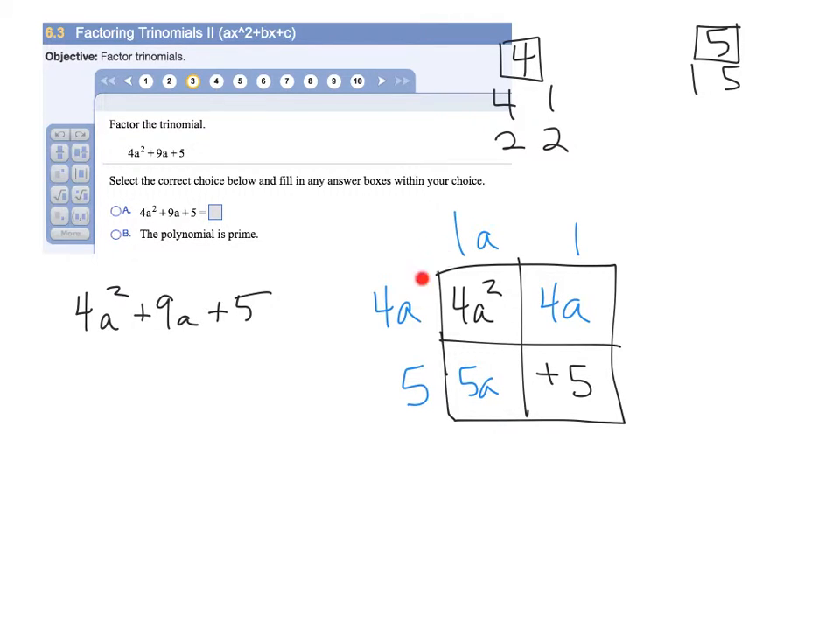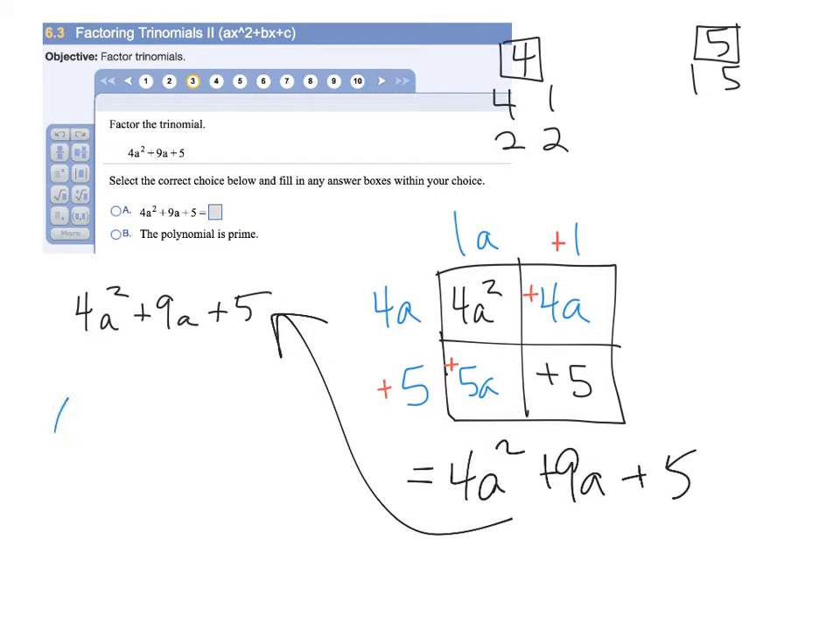Well, we definitely know the first term is going to work. We definitely know the last term is going to work. So do our middle terms, can we figure out how to use these middle terms to get 9A? Yeah, we're going to add them both. So that means that's going to be a positive 1. This is going to be a positive 5. Everything works out and gives us that 4A squared plus 9A plus 5. So that's exactly what we wanted.